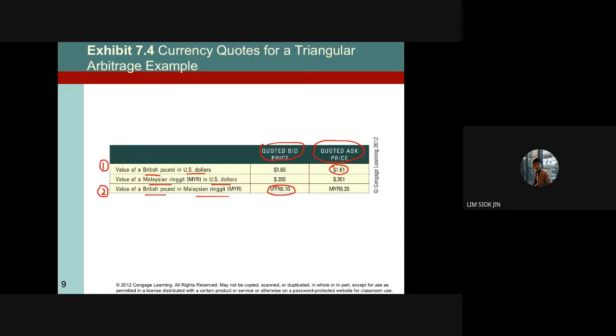So you want to buy ringgit, you want to sell your pound to get ringgit. If you want to sell your pound, usually the exchange will buy at a lower rate and sell at this rate. Okay, they will buy at 8.10 from you. So they will buy your pound at 8.10. Okay, this is the second step.